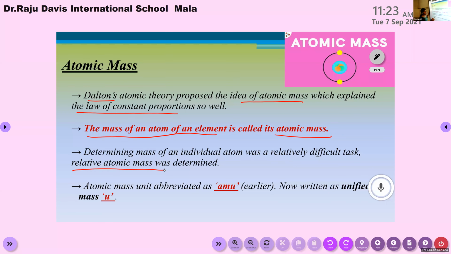So the atomic mass unit is abbreviated as amu. Its short form is amu, in small letters. Its full form is atomic mass unit. Okay, amu, that's its short form. That is atomic mass unit.